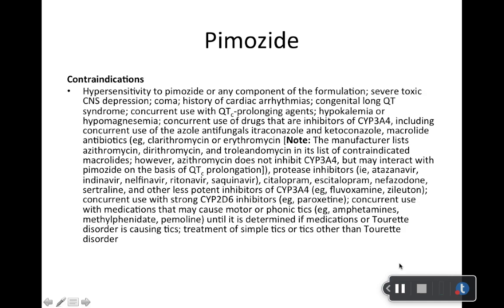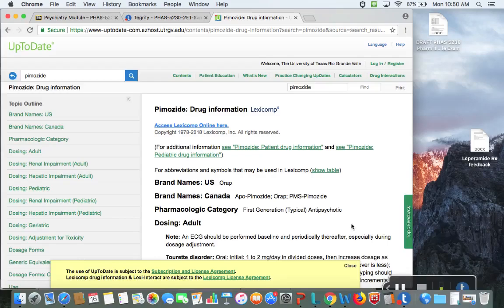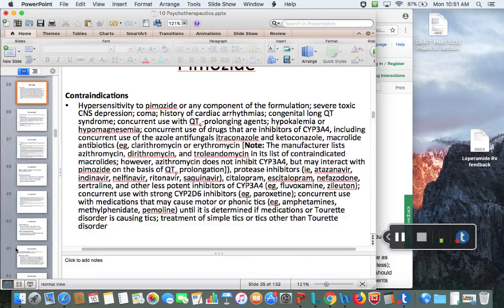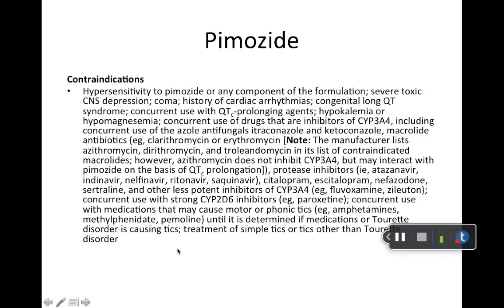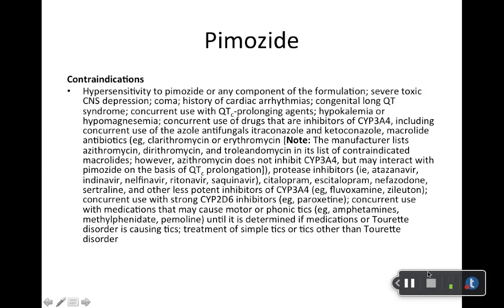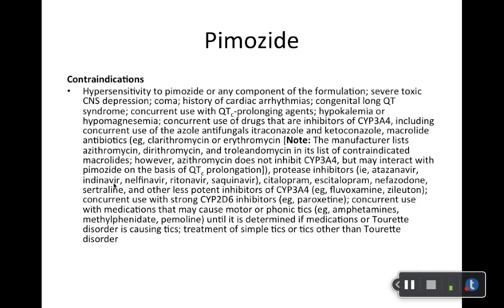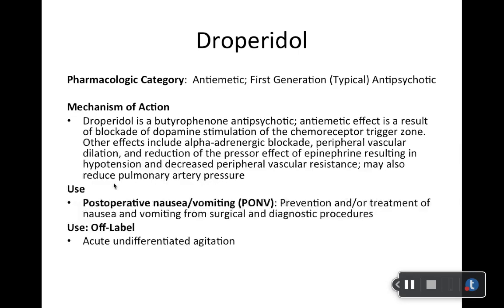Oh yeah, this one doesn't have the box warning. Let me double check that real quick. Here's UpToDate. They don't have the box warning listed. I remember this now that I'm looking it up and thinking out loud. It's because it's not used for psychosis. It only has the labeled, FDA use for Tourette's disorder, so it shouldn't be used for psychosis in elderly patients anyways.